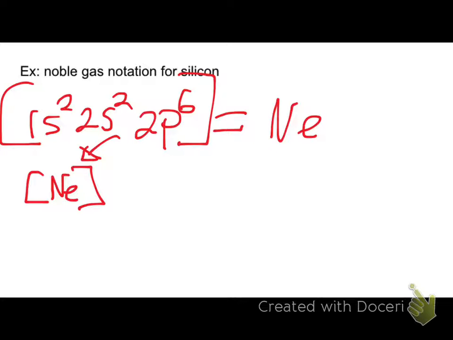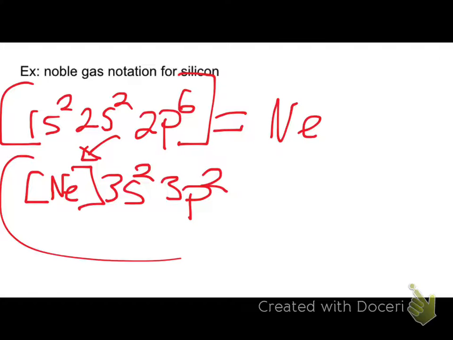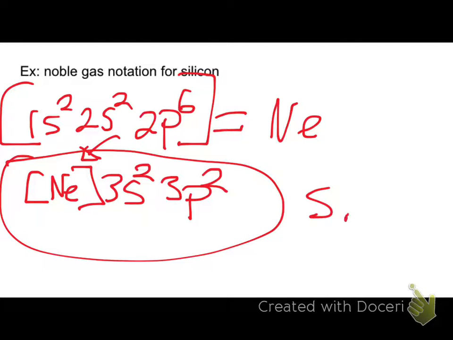Well, after the 2p6, if we go back on our chart, we can see that the 3s orbital is the next orbital to fill, right? So then we're going to say 3s. The 3s orbital can only hold 2 electrons, so we're going to put them here. And then we know that the next orbital that's going to be filled is the 3p orbital, and we only have 2 electrons left, so we're going to put them in this orbital. So this right here is the noble gas notation for silicon.